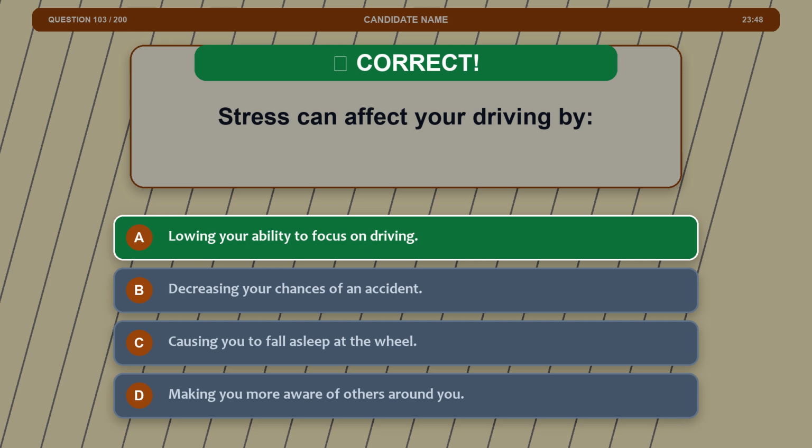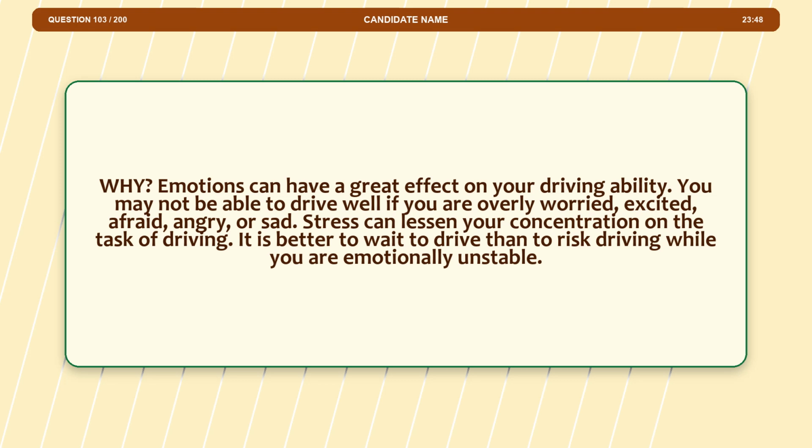The correct answer is option A, lowering your ability to focus on driving. Explanation: emotions can have a great effect on your driving ability. You may not be able to drive well if you are overly worried, excited, afraid, angry, or sad. Stress can lessen your concentration on the task of driving. It is better to wait to drive than to risk driving while you are emotionally unstable.